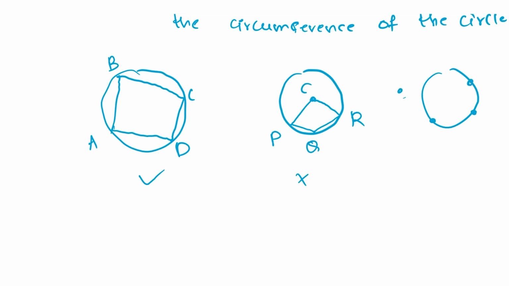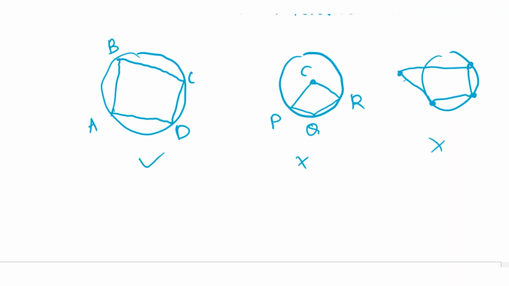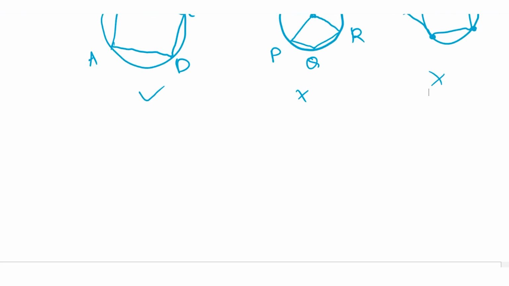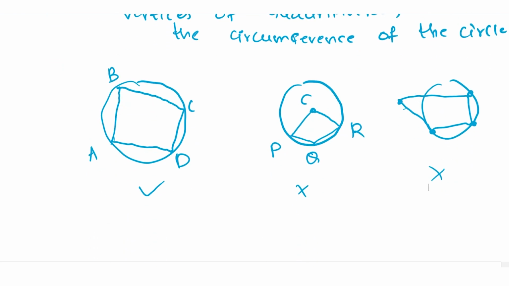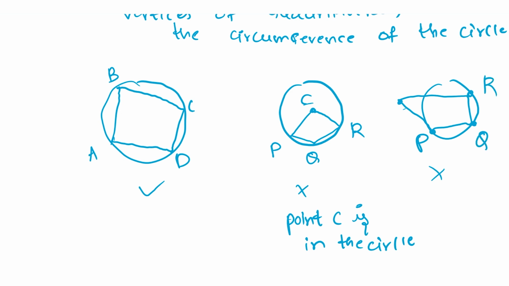So even if it is like this, is it a cyclic quadrilateral? No. All four must lie on the circle, not inside or outside the circle. This is like point C here, inside the circle. And let's say this is PQRS. Point S is outside the circle.